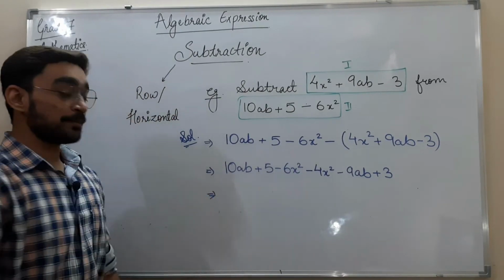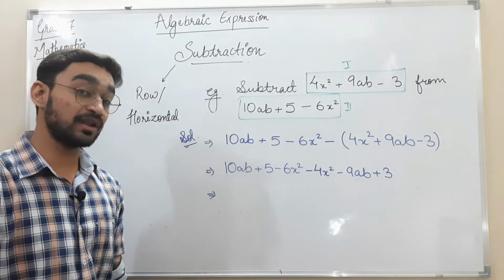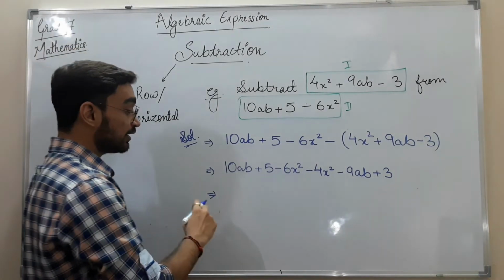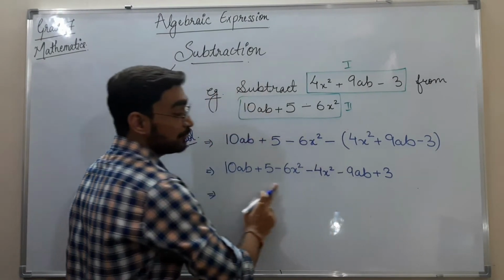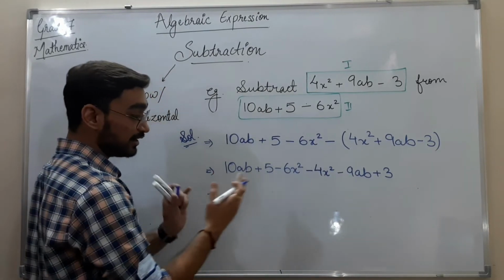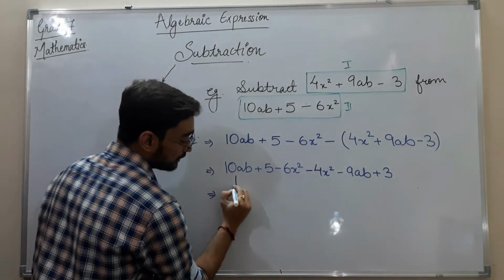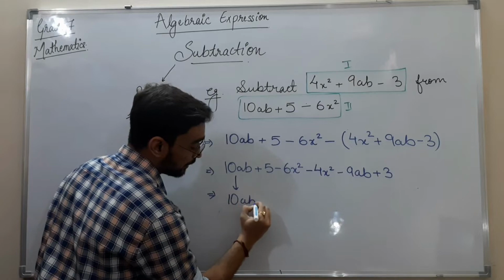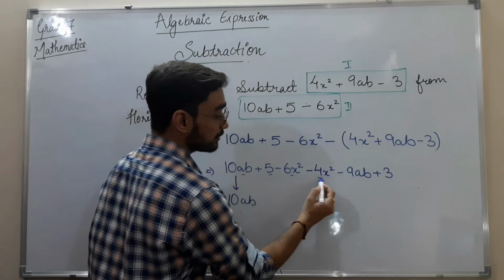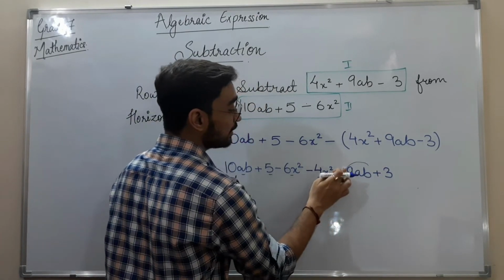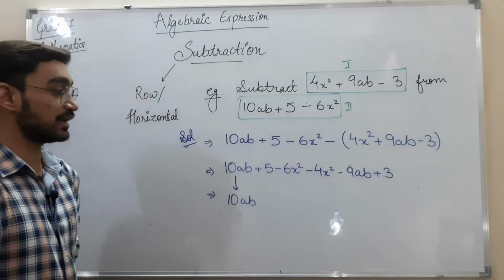Now what should be our step? We know that only like terms we can add or subtract. So how can we do addition and subtraction of like terms now? We will arrange them together. All the like terms we will write together so that we can do addition or subtraction. First of all, I am writing 10ab. Can you say which is the like term to 10ab, which is having ab? This one, this one, ab. So can I write this ab term here?